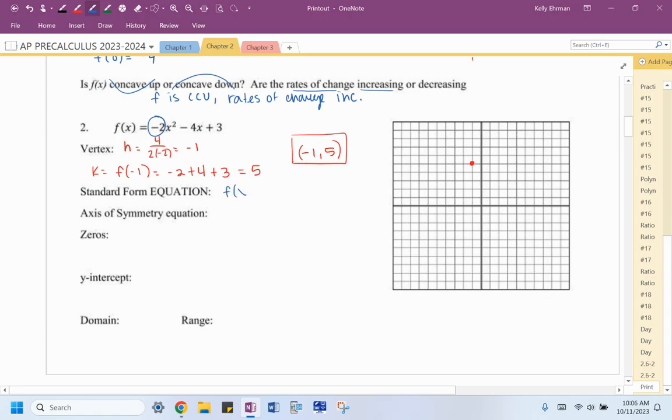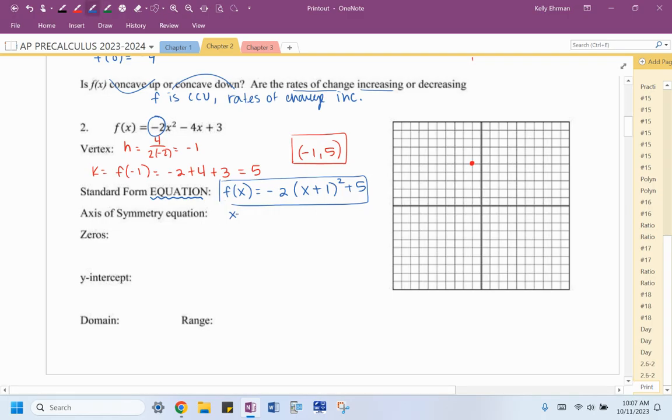Standard form equation, look at the a value that should be out in front. Make sure it's an equation. I emphasize that because a lot of you didn't do that on your quiz. f of x equals negative 2 times x minus h squared plus k. So I am not completing the square at all on this entire review. Complete the square is nice because it's where a lot of our formulas come from, but it's kind of hard to use. We might as well just use the formulas.